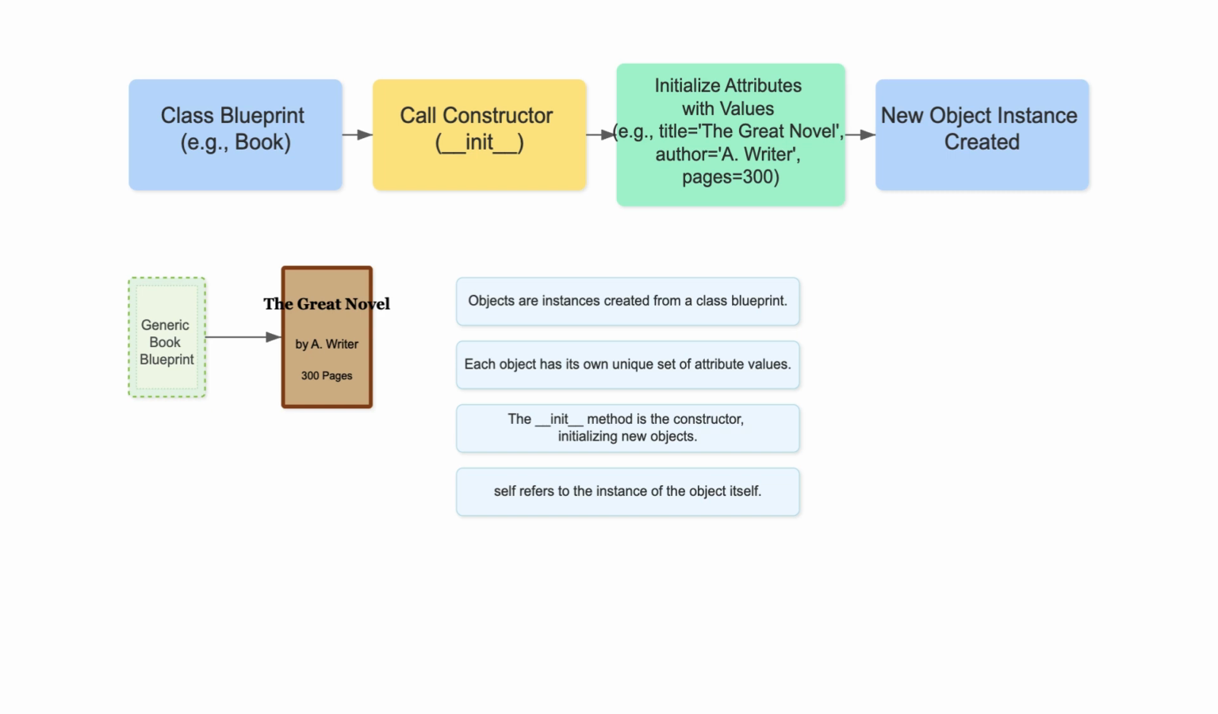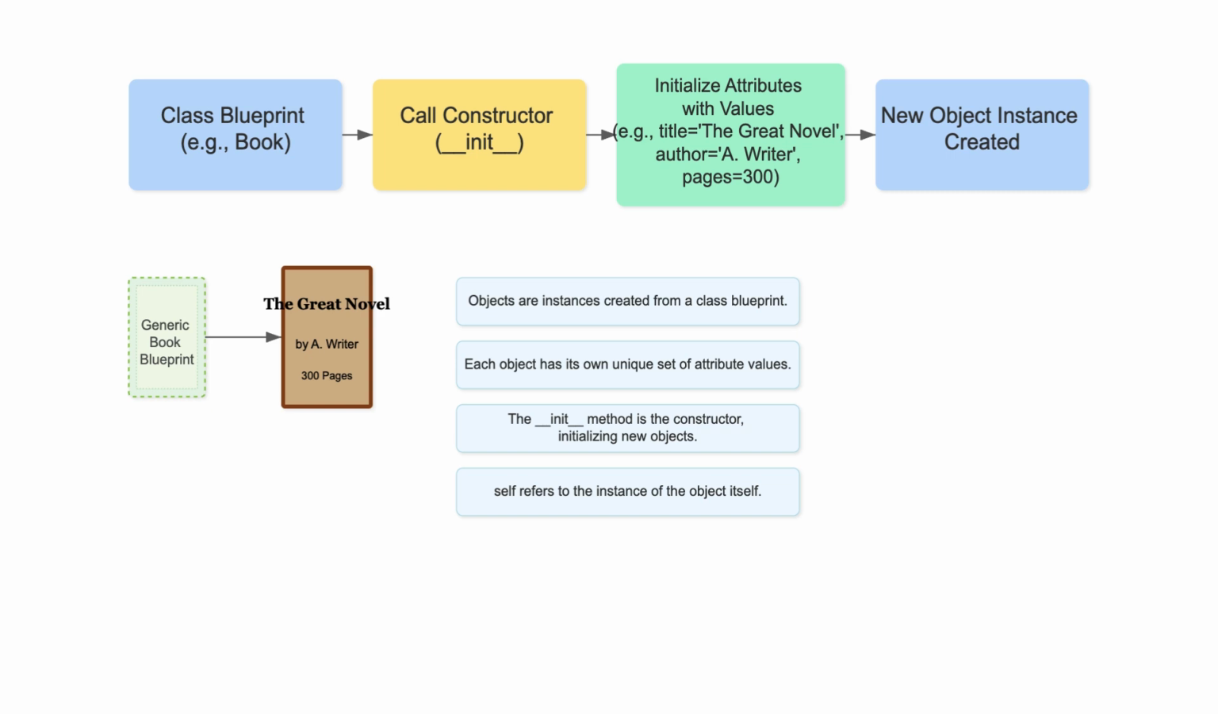When you create an object, a special method called __init__ automatically runs. This is the constructor. Its job is to initialize or set up the new object by giving its attributes their initial values. Inside a class's methods, you'll often see the keyword self. Self is a reference to the specific instance of the object that the method is currently operating on. It's how an object refers to its own data and methods.